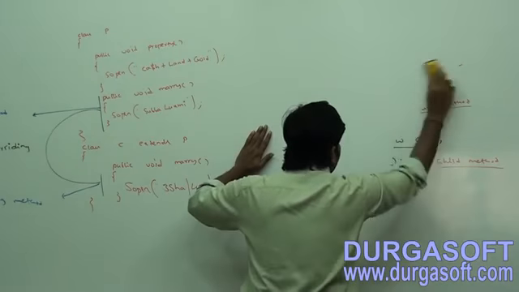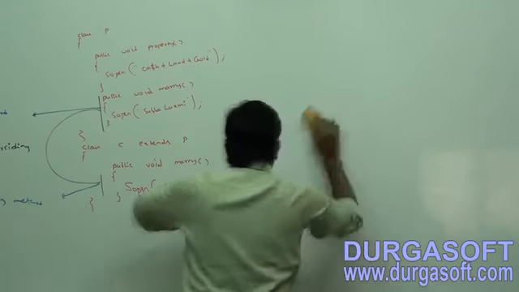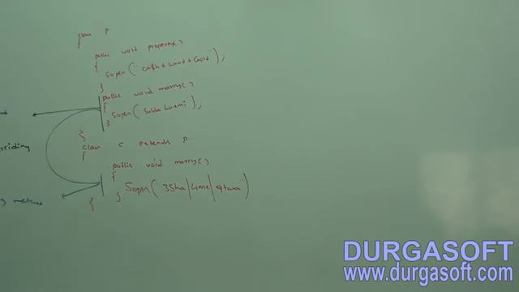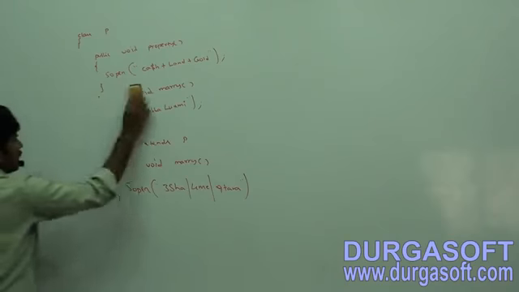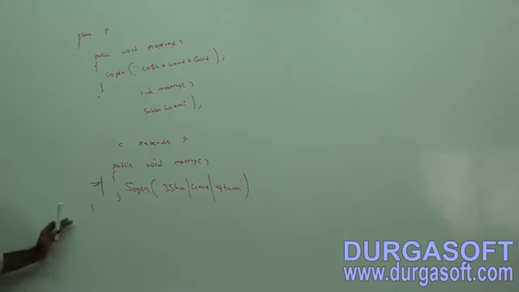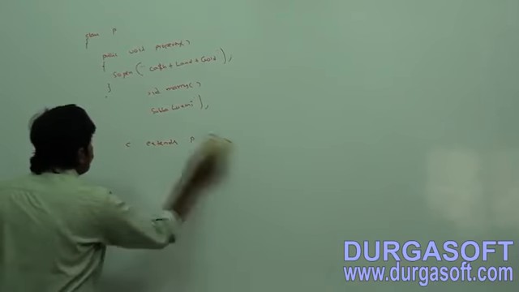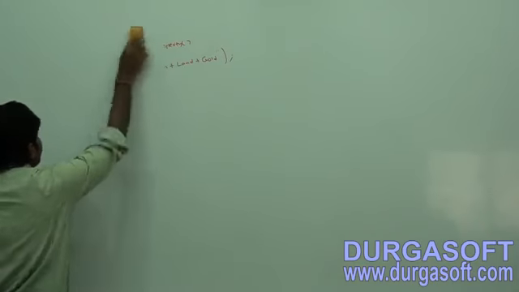Rules for overriding. Make sure of the rules for overriding. Here in overriding, note this point well: in overriding, method names must be the same.